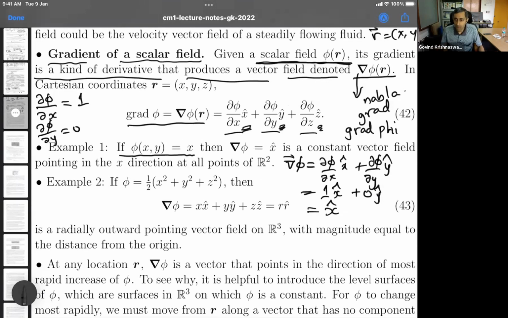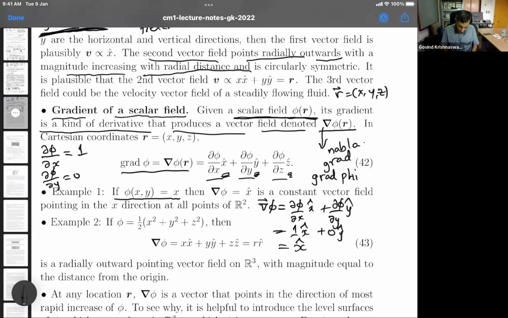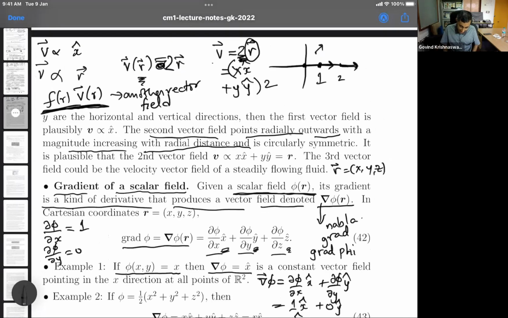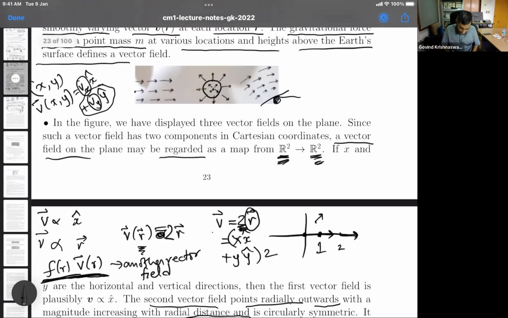Okay, so let us continue answering Ankon's question. Let me give you one more example. By the way, we have met this vector field before, right? In the previous page, it is this vector field.